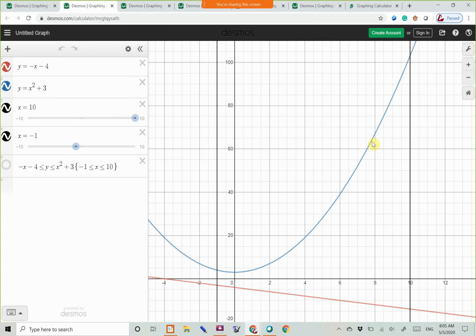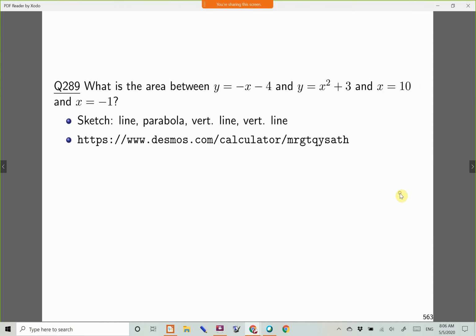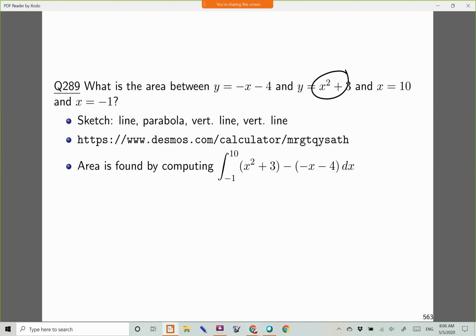So we've got this blue parabola. We have this red line. The red line slope should be negative 1. It doesn't look quite like that just because I had to shrink the y-axis a bit so that we could see what's going on here. But the region we're talking about here is shaded in purple. You can click on that link if you'd like to explore a little later. Even from a rough sketch, even without the graphing calculator, you would see that x squared plus 3 is the function that's above. And so we do that upper function minus lower function, and we integrate this from negative 1 to positive 10.